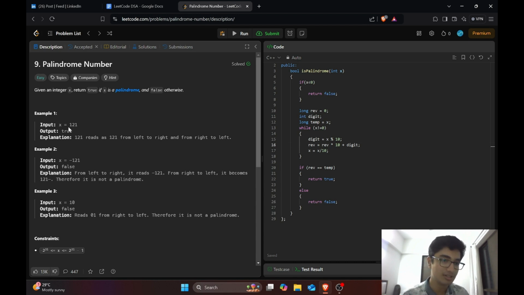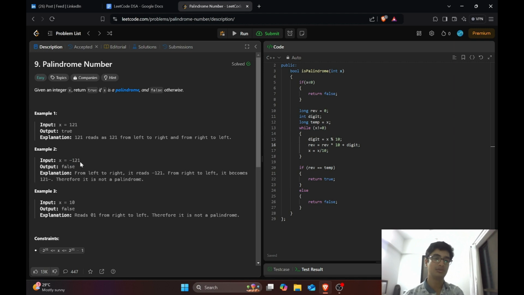Now look at this one. Quite simple. After reversing this number, it is the same as the original number, right? 1 2 1 when read from left to right and from right to left is the same as the original number.